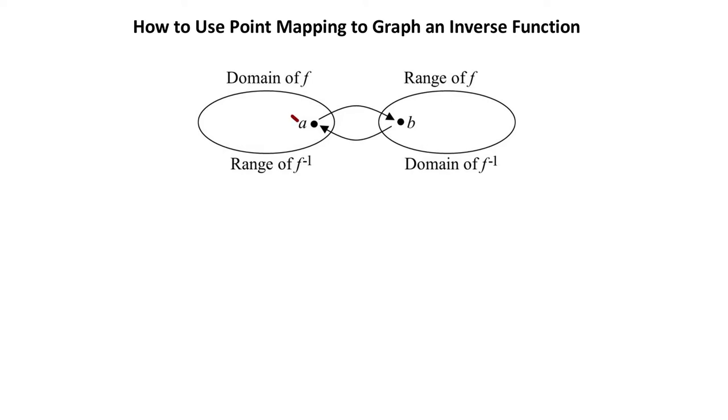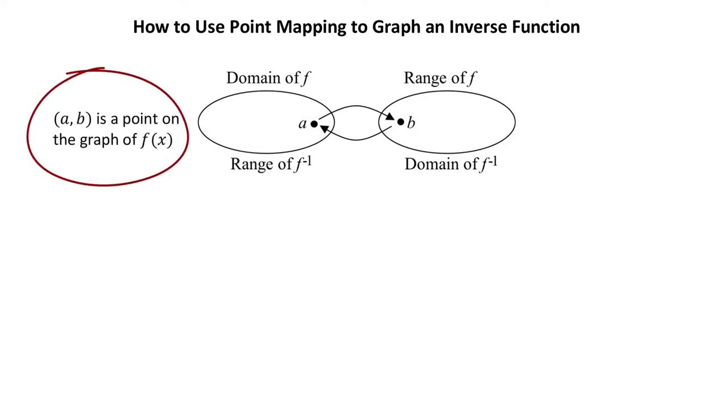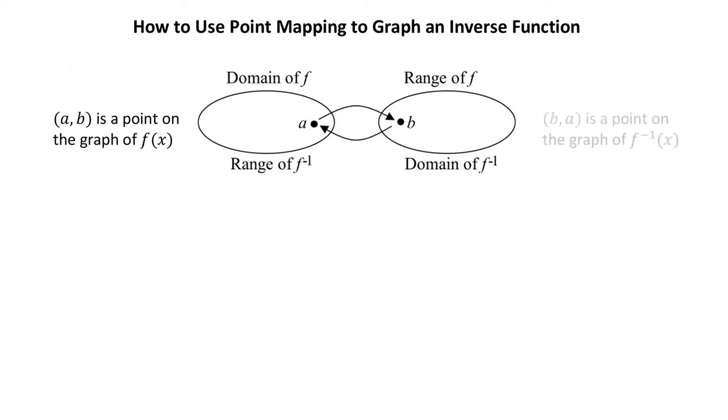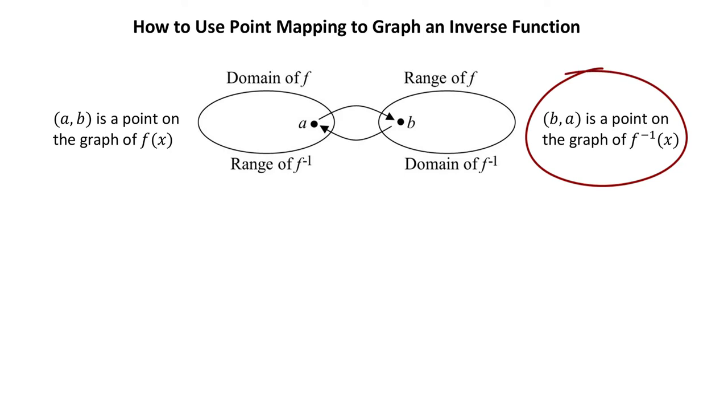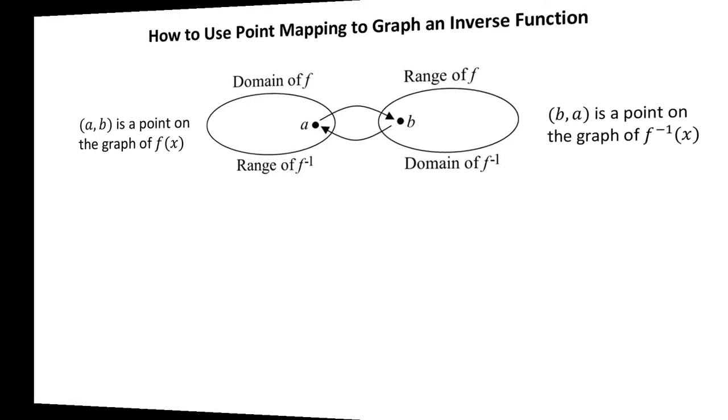So, if A is an input of f, then A is an output of f inverse. And if B is an output of f, then B is an input of f inverse. In other words, if the ordered pair (A, B) is a point on the graph of f, then we can swap the input and output, and the ordered pair (B, A) will be a point on the graph of f inverse. Let's use this property to graph the inverse of a one-to-one function.